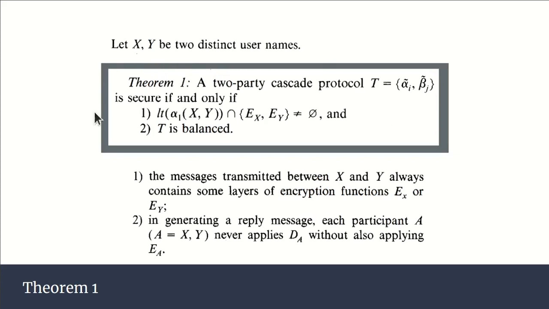Let's look at the first theorem. This is a cascade. It states that a cascade protocol is secure if and only if the following 2 conditions are met. The first one basically means that there needs to be some layers of encryption in the messages. The second condition is that the protocol has to be balanced. This just means that we don't apply the decryption operator without also pairing it with the encryption operator.